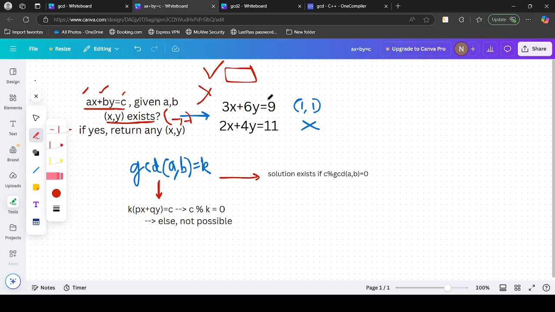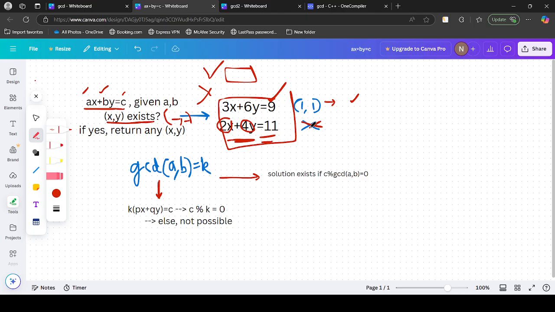So how can we do this? Let's take a small example. If the first one is 3x plus 6y is equal to 9, then 1 comma 1 is a very straightforward solution. So yes, we found a solution, 1 comma 1. And the second example is 2x plus 4y is equal to 11. So what is this? 2x is always even and 4y is always even. So can even plus even ever be odd? No. So there is no solution, and we can return -1 or no solution as well.